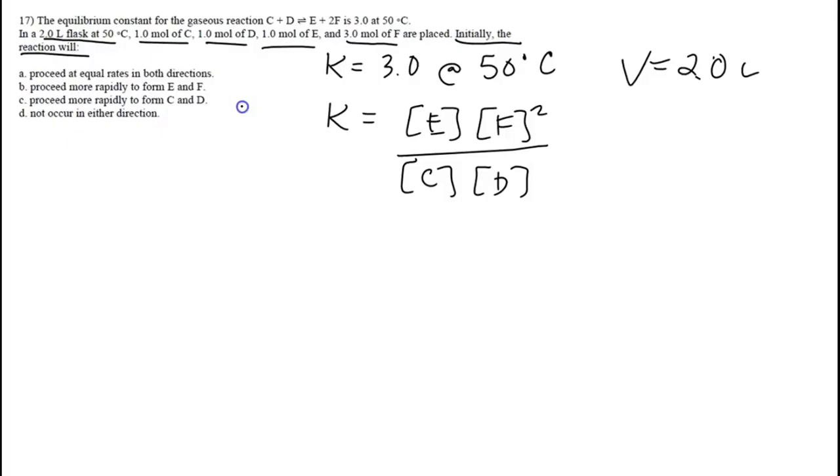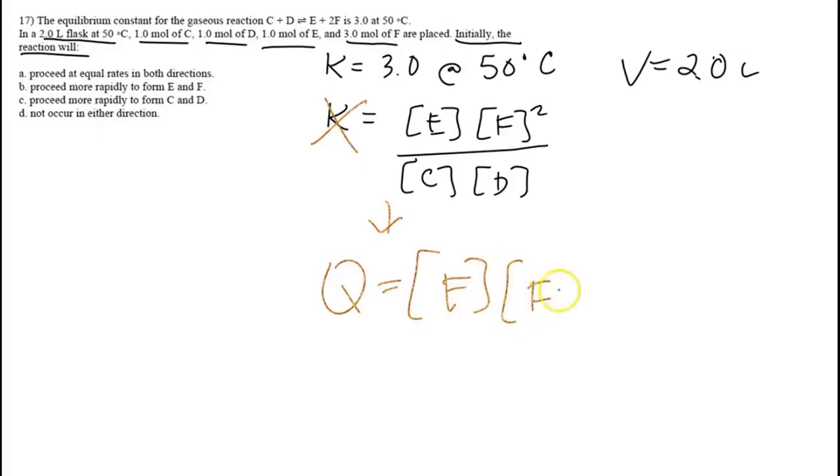If they give me number of moles and volume, I can find my initial concentration. And if I have initial concentrations and not equilibrium concentrations, then guess what? I'm no longer talking about K. I'm now talking about Q. So if they're focused on what the initial reaction would be, I would have to get my E concentration, my F concentration squared, my C concentration, and my D concentration.